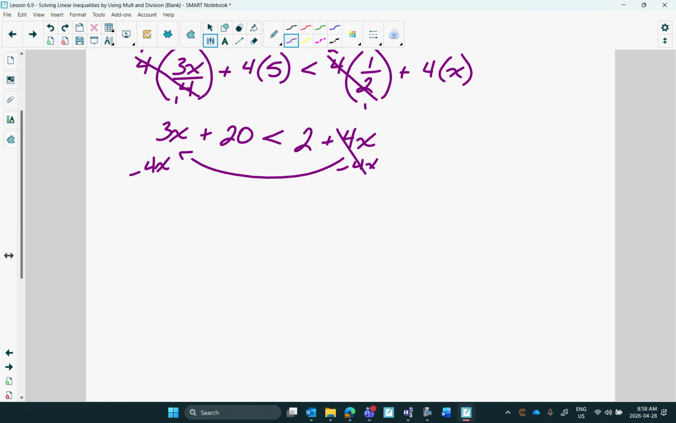So I get negative x plus 20 less than 2. And then we have to subtract 20, 20, and I get negative x less than negative 18. I'm very close to done, but I have to solve for x, not negative x.